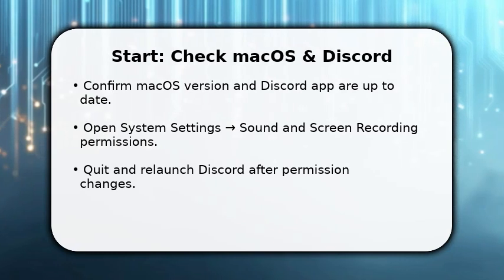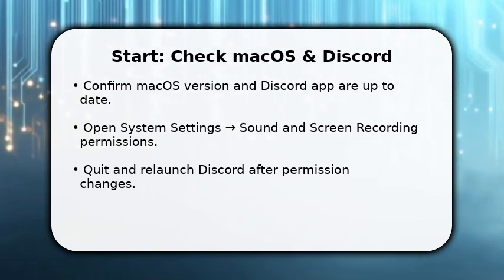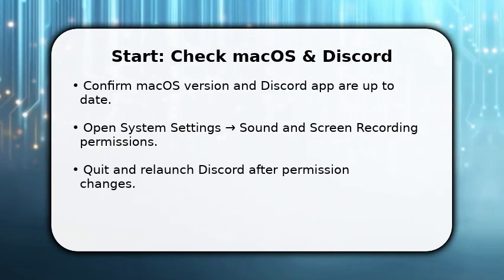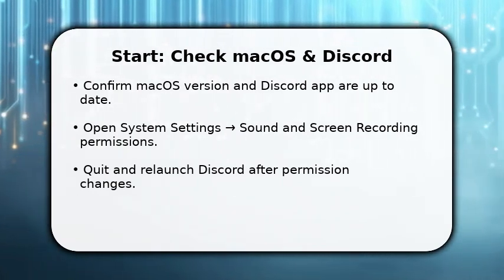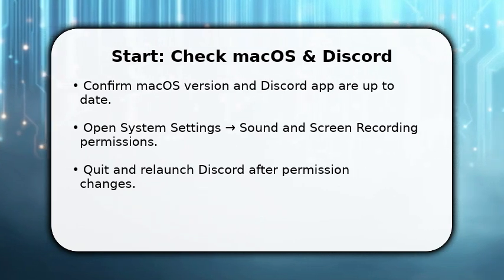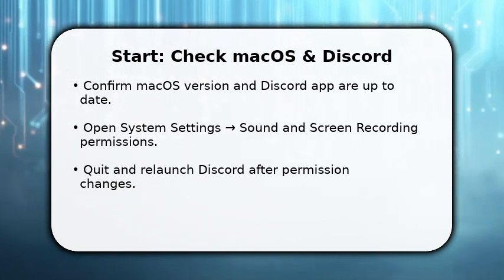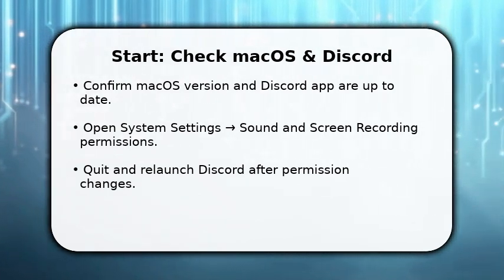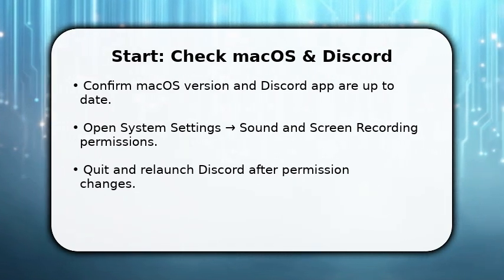You start by verifying macOS and Discord are updated because audio routing fixes often ship in updates. Open System Settings, go to Sound and Screen Recording, and allow Discord. This grants access to capture app audio. Once done, quit Discord completely using CMD+Q, then reopen it so the permission change takes effect.